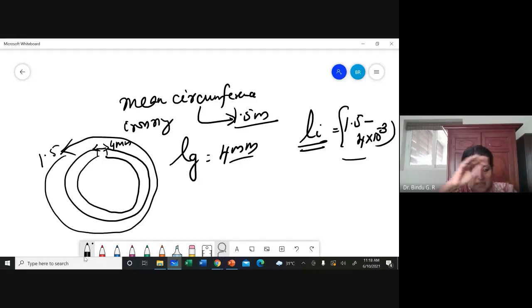The iron ring's mean circumference is 1.5 meters. They are saying that there is an air gap made in that ring, which is already having a circumference of 1.5 meters. So finally, when you take the circumference or length of the iron part, it is no longer 1.5, it is 1.5 minus that air gap. Okay, now is that clear?